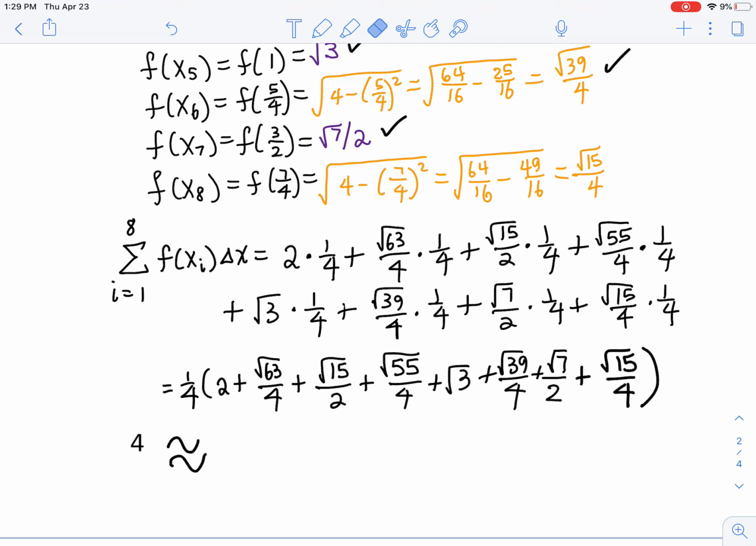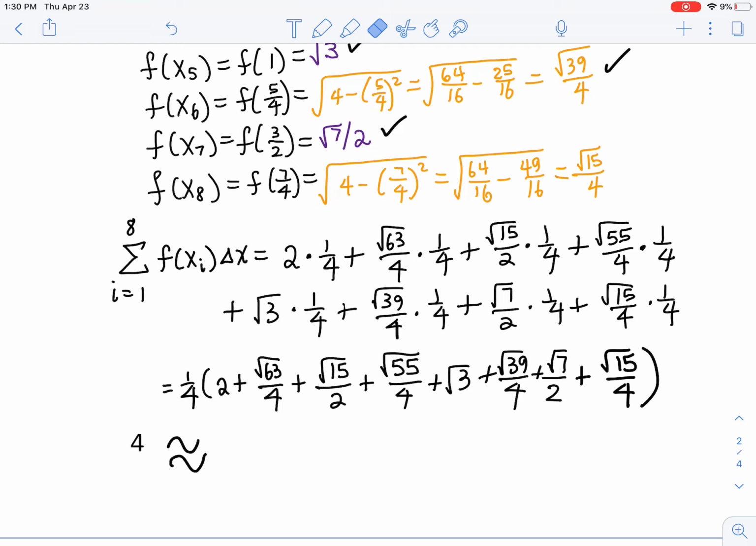And guess what we better get? We better get something very, very close to the pi, right? Because that's the actual area. So, I'm going to go ahead and type this in my calculator right now. And then I'll tell you what I get, okay? 2 plus square root of 60 over 4.